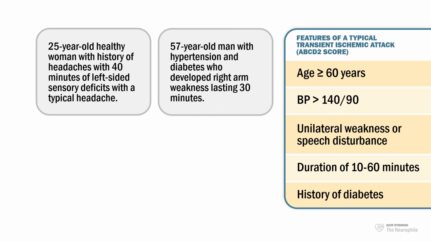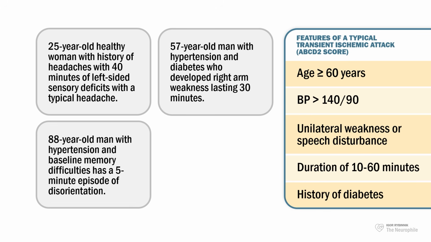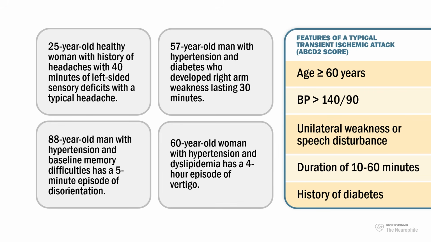Is it a 57-year-old man with hypertension and diabetes who developed right arm weakness lasting 30 minutes? Is it an 88-year-old man with hypertension and baseline memory difficulties who has a 5-minute episode of disorientation? Or is it a 60-year-old woman with hypertension and dyslipidemia who has a 4-hour episode of vertigo?